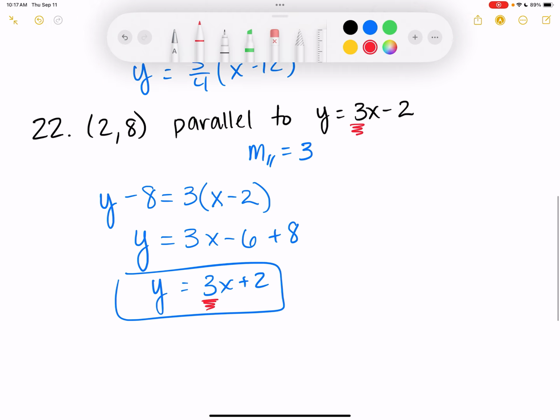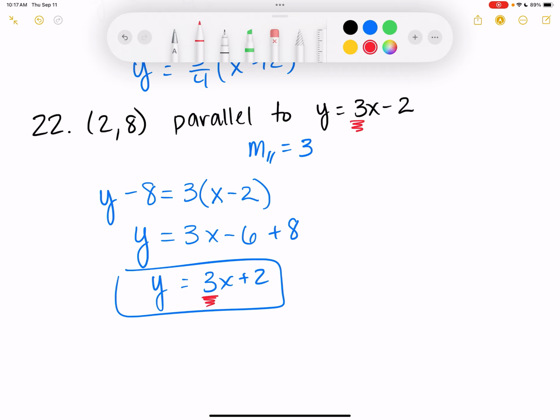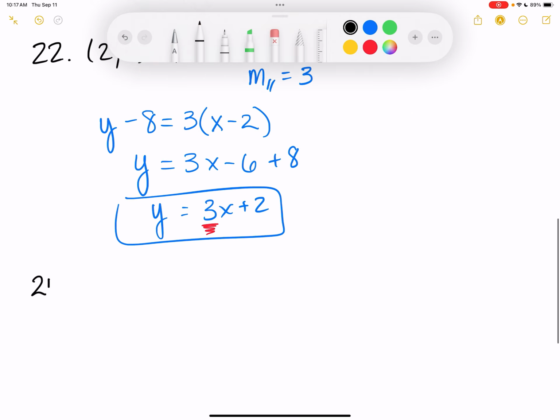I'm going to do 24 as it is, and then I'm going to do a modified version of 24. You'll see why in just a second. So 24, the point is negative 6, 2. And it says perpendicular, I'm just going to do the symbol for perpendicular, to y equals negative 2.